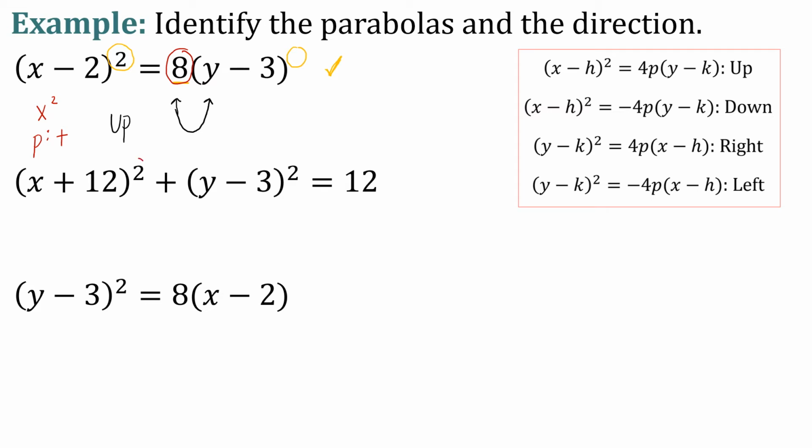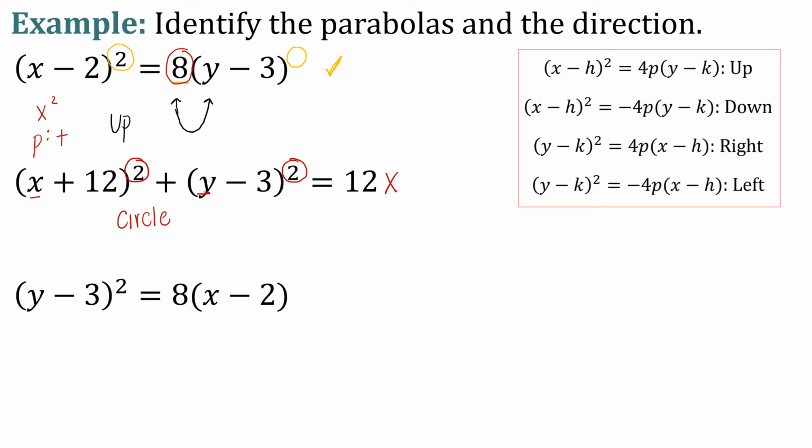I see that x is squared and that y is squared. So no, this is not a parabola. It's actually a circle because x and y are squared and x and y have the same coefficient and the same sign. It's a positive 1y, a positive 1x. So it's actually a circle.